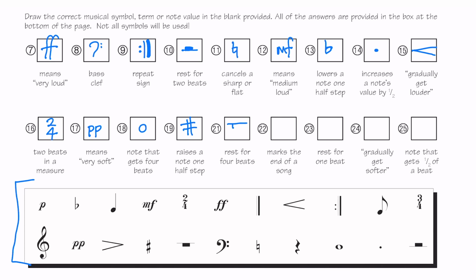Rest for 4 beats. See if you remember that the box holds on to a line. When we draw it outside of the staff, we need to draw the line. Marks the end of a song. So it's like the repeat sign, but basically a thin and thick line is a double bar. Rest for 1 beat. Let's see if you remember how to draw the quarter rest. Gradually get softer, less than, and a note that gets 1/2 of a beat. What kind of note? So a quarter note gets a beat. An 1/8 note with 1 flag gets 1/2 of a beat.